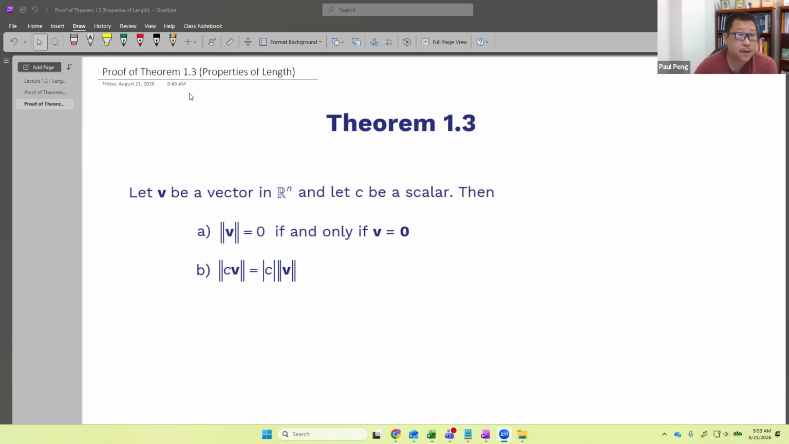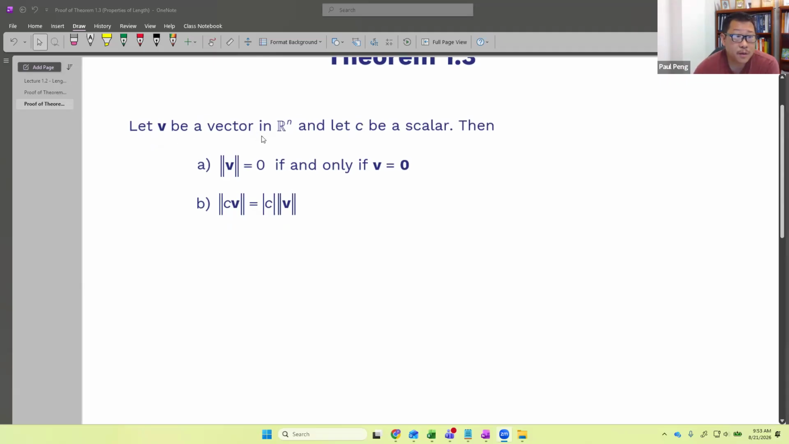In this video, let's prove Theorem 1.3, the basic properties of the length of vectors in general n-dimensional Euclidean space. Let v be any vector in the space, and c a scalar number. It says the length has, first, positivity: the length is 0 if and only if v is 0. Of course, right? But why? We have to think.